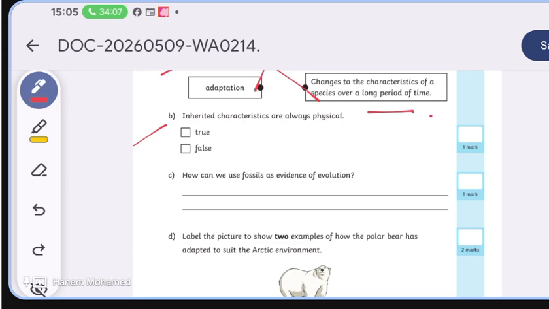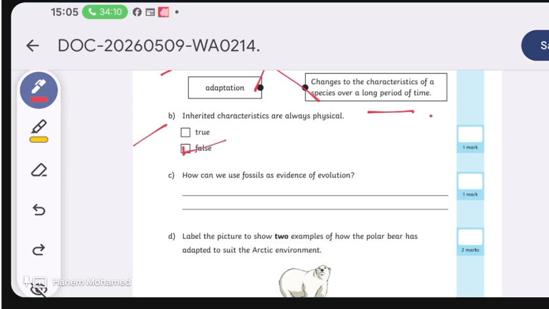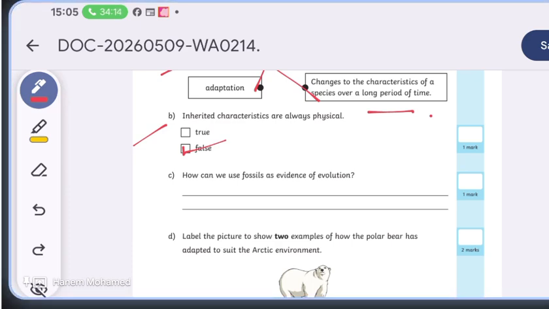Some behavior, and from your father or siblings. Yes, so inherited characteristics are not always physical.